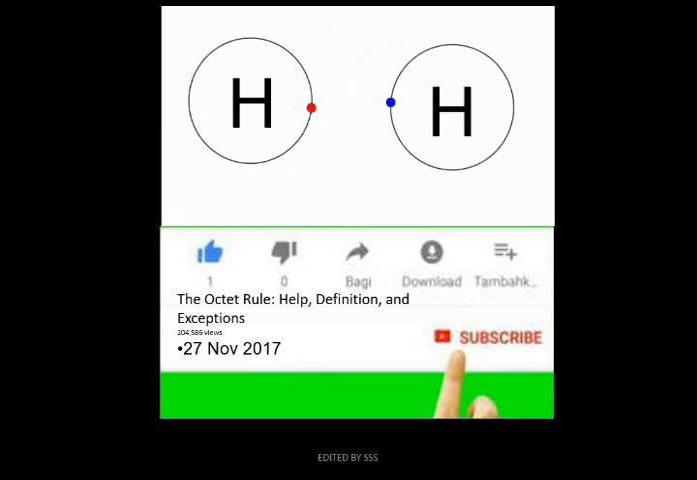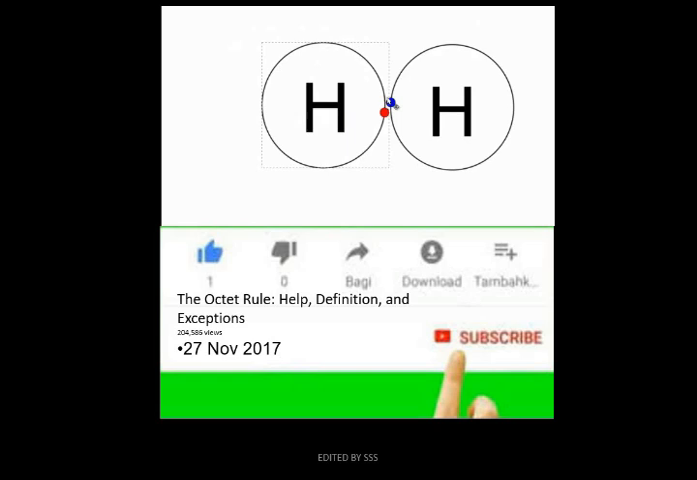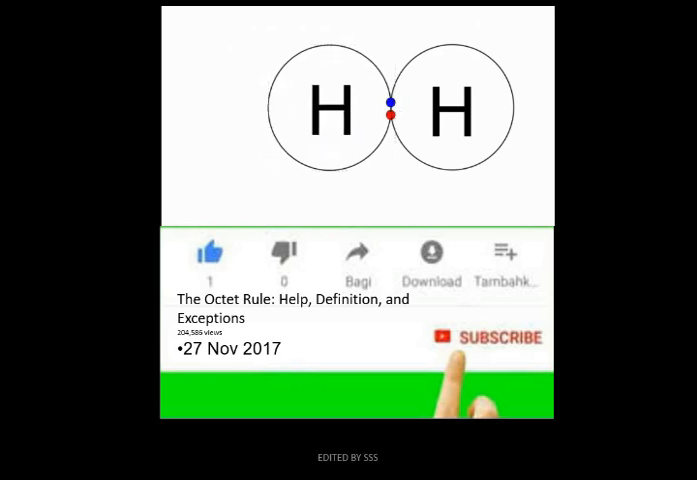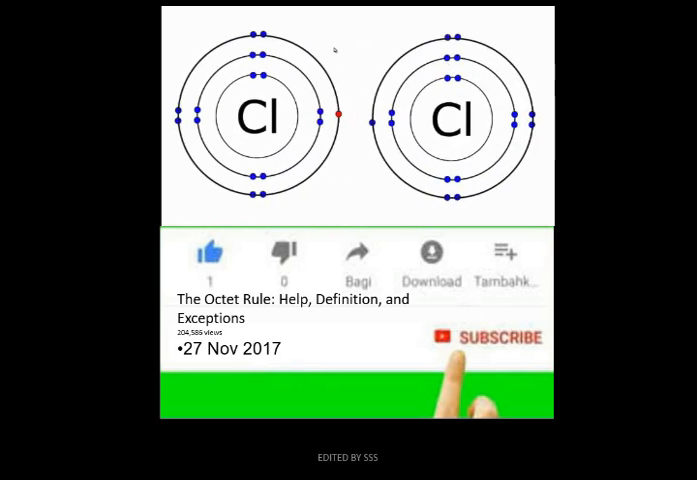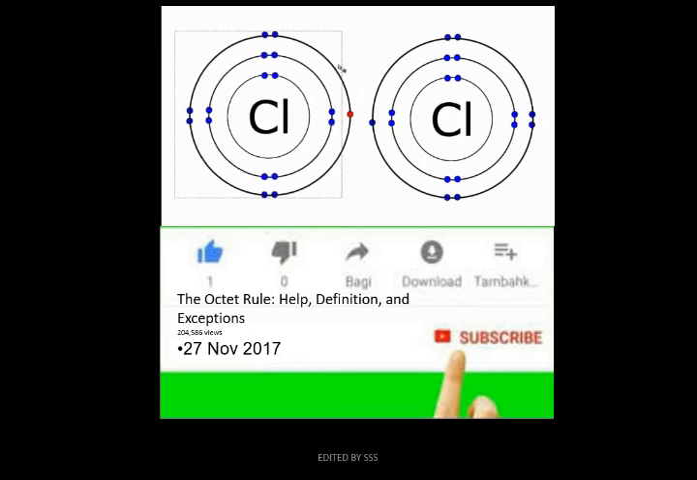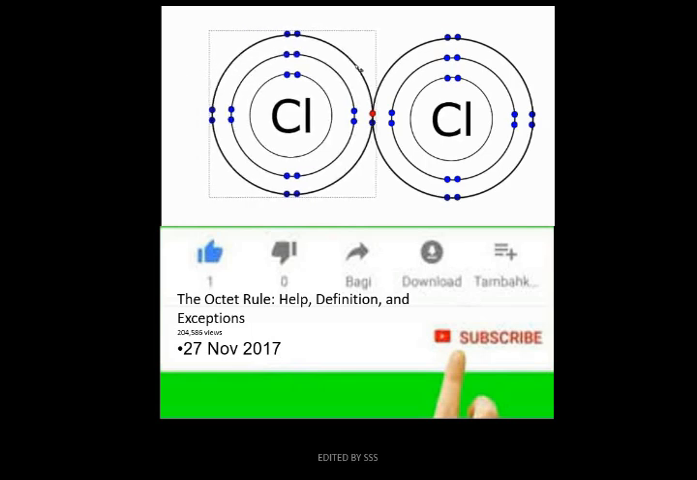But what if we had 2 hydrogen atoms bonding? For hydrogen, which only needs 2 valence electrons to have a full outer shell, the hydrogen would join with another hydrogen to form a chemical bond, and now both hydrogens would have 2 valence electrons in their highest energy level. If we had 2 chlorine atoms coming together, they have 7 in their outer shell right now, they come together and they form a chemical bond there. They now both have 8 in their outer shell, an octet, by sharing valence electrons.